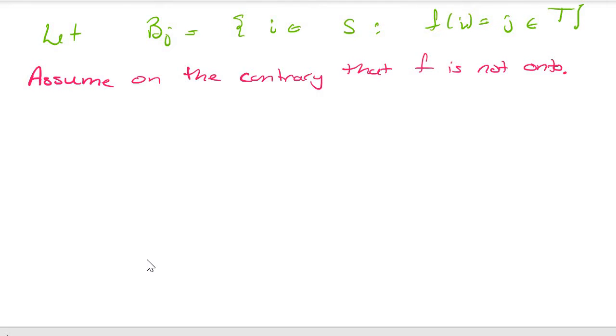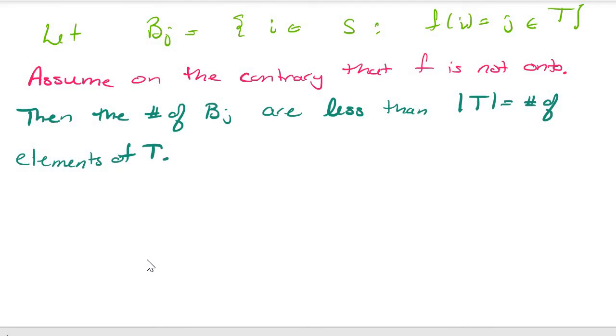Okay, I'm going to assume that f is not onto, on the contrary. It's actually a contrapositive proof, so we can quibble about that later. If that's true, then the number of B_js that I have is going to be less than the number of elements. The number of sets that you come up with is going to be less than the number of elements. We put an absolute value sign on a set to mean the number of elements. It's also called the cardinality. That's the word we use. The cardinality means the number of elements in the set.